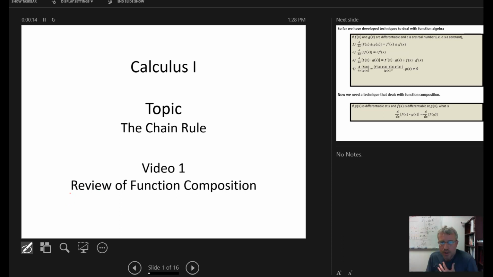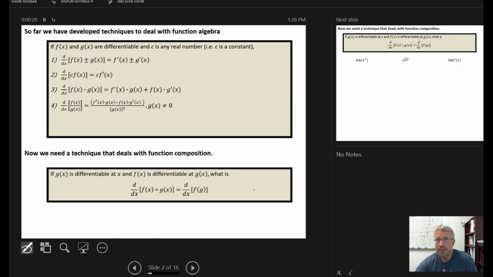So in this video, we're just going to briefly review function composition in case you've forgotten about it. We're going to need to take derivatives of composed functions. So if you think about what we've done so far, we have looked at all of the different ways that we can take derivatives when we are involving function algebra.